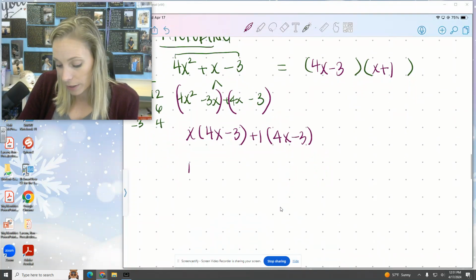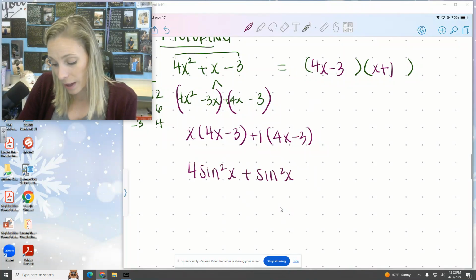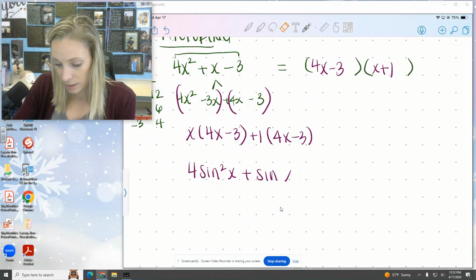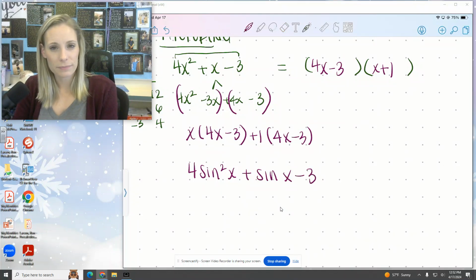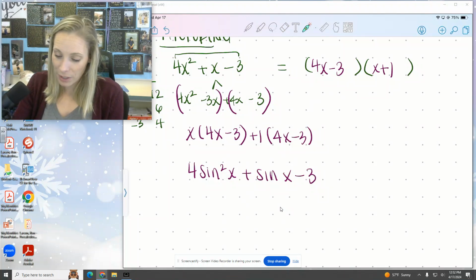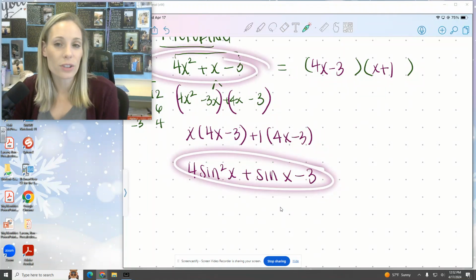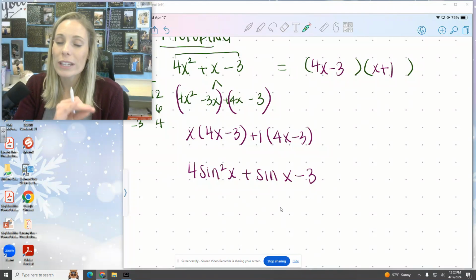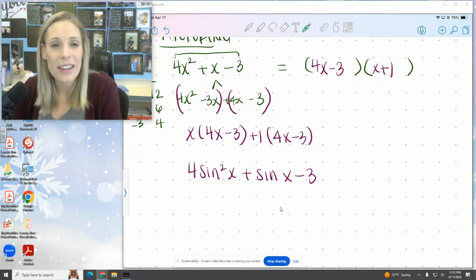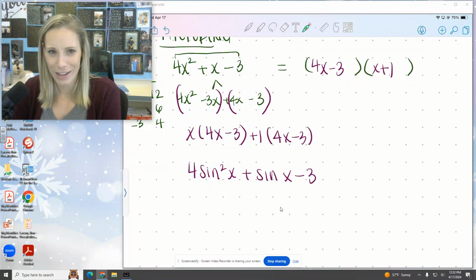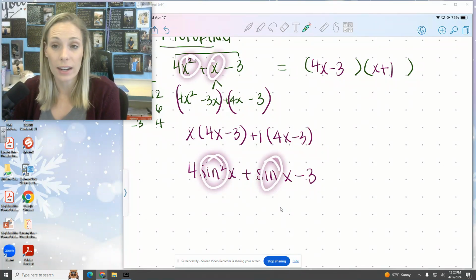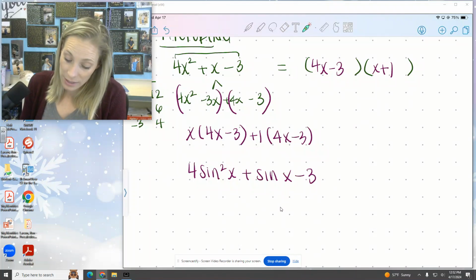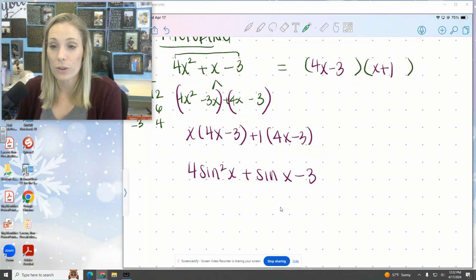So let's say I wanted you to factor this, 4 times sine squared of x plus sine of x minus 3. Does that look familiar? I hope it looks familiar. Look, those are essentially the same thing. The only thing that's different is I've thrown in a few extra letters there. Instead of having an x squared, we have a sine squared. Instead of having an x, we have a sine. Everything else is the same. It is still a binomial. It still looks like a quadratic.